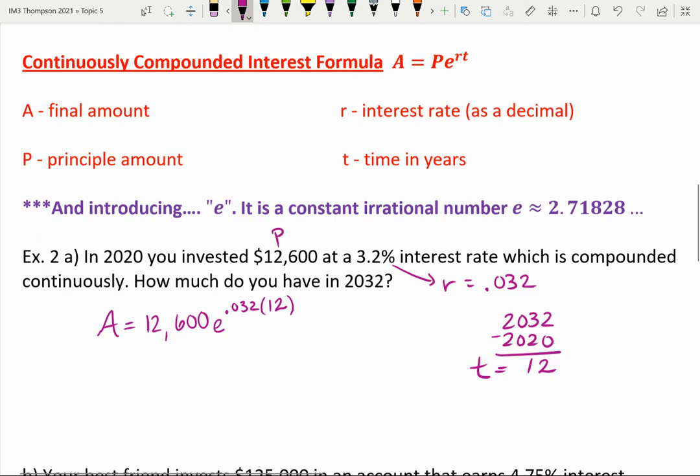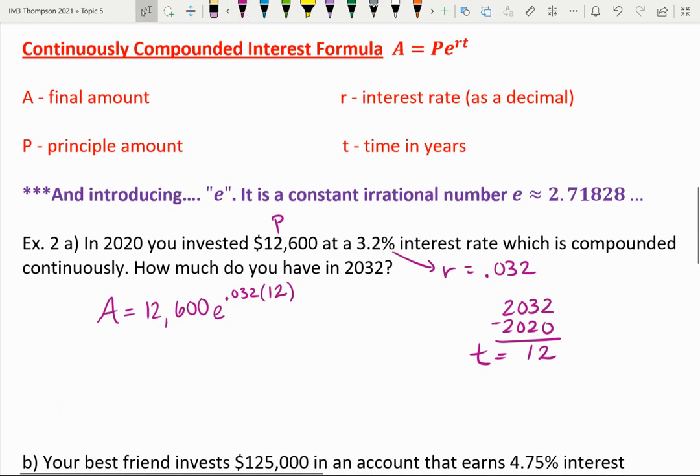So just see, did you get the 12,600 in the right spot? Do you have a lowercase e? Do you have 0.032 for your rate? Do you have 12 for your year? If you miss a piece of it, that's okay, fix it. And then we get to do the calculator portion.